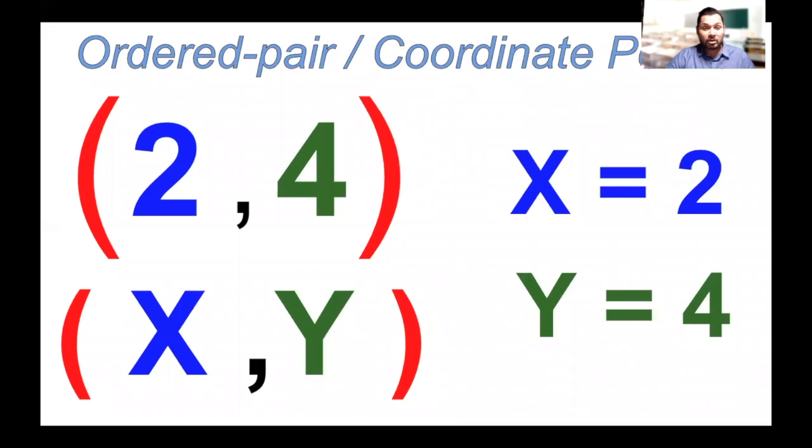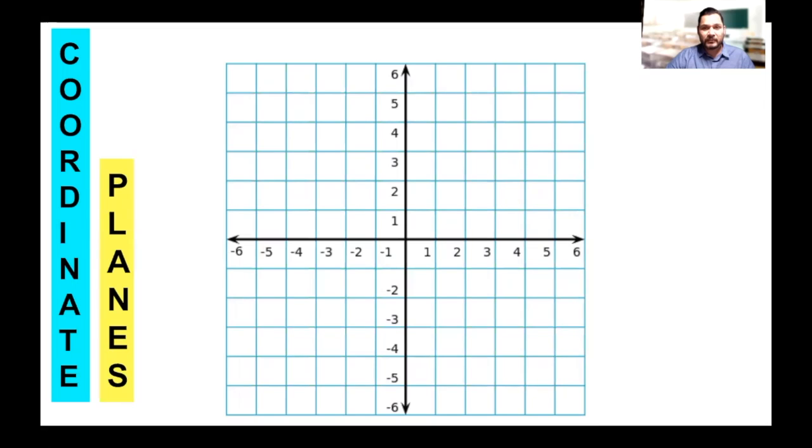Well, our coordinate grid actually makes this easy for us too. On a coordinate grid, our horizontal number line is referred to as the x-axis, and our vertical line is referred to as the y-axis. So how do we plot our ordered pair using this information? Well, in this case, we know that x equals 2.